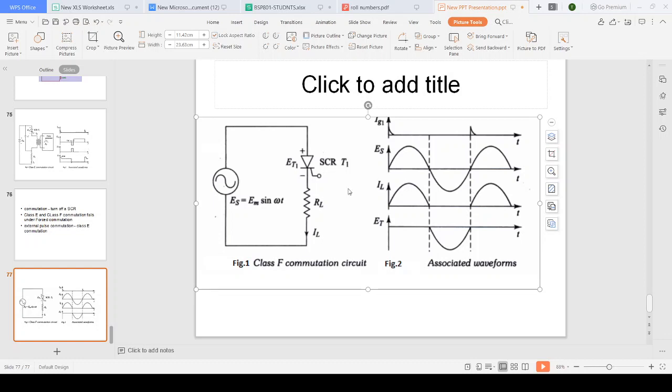In this method, it does not require any additional commutating element. As you can observe in this structure, no external element is necessary for commutation. This commutation method is used in all controlled rectifier circuits. Now look at the waveforms of this commutation method.